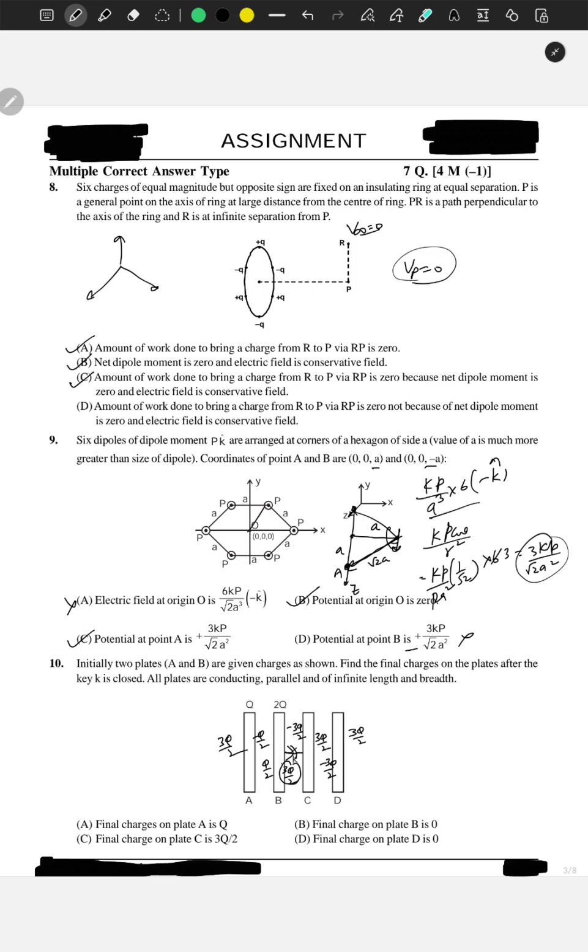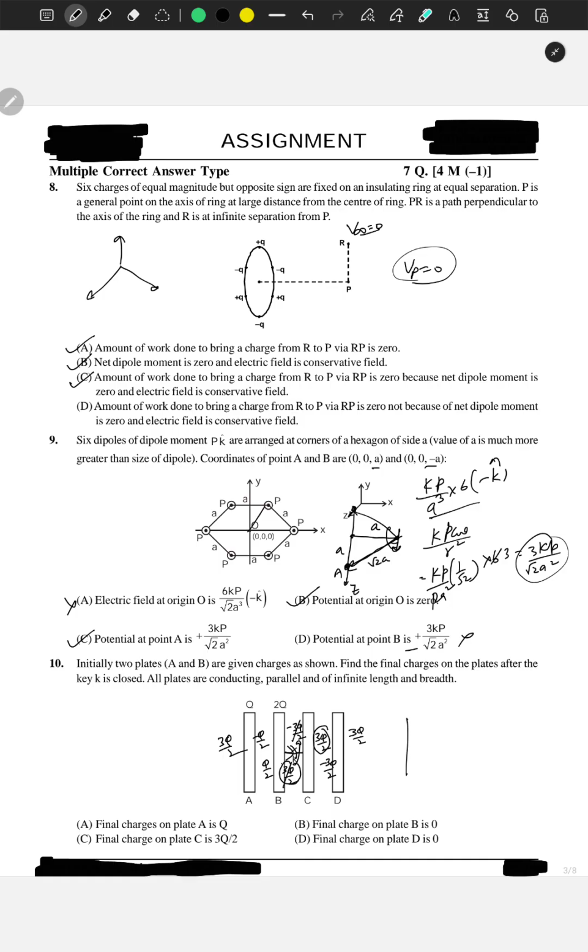This 3q by 2 will go there and meet the minus 3q by 2. Then these two charges will cancel out. Understood this? So 3q by 2 will make this minus 3q by 2 zero. So there will be no charge on these surfaces then. There will be a charge 3q by 2 on this surface, and then minus 3q by 2 plus 3q by 2 as it is.